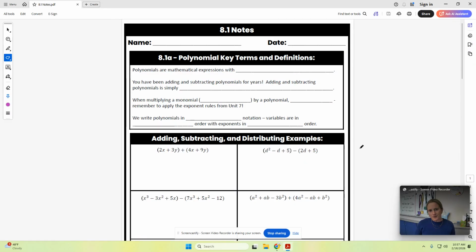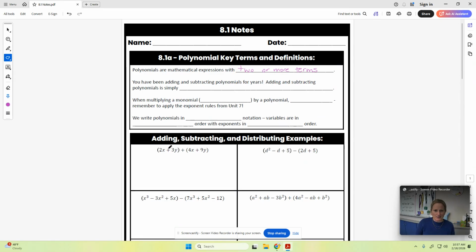We talked about monomials in our last unit, and how a monomial was a single term. Polynomials are mathematical expressions with two or more terms. So two or more things that are being added and subtracted together.